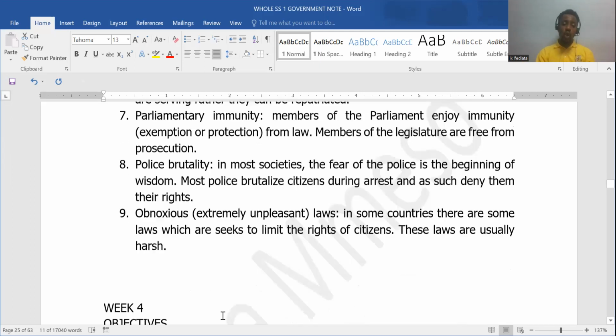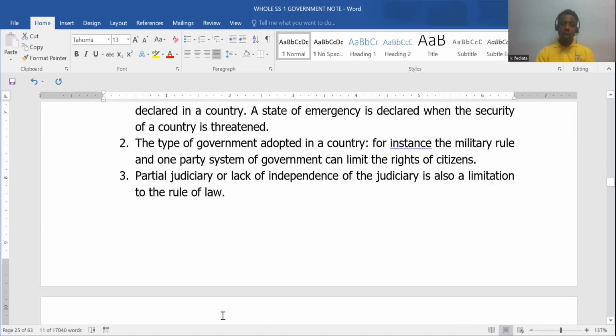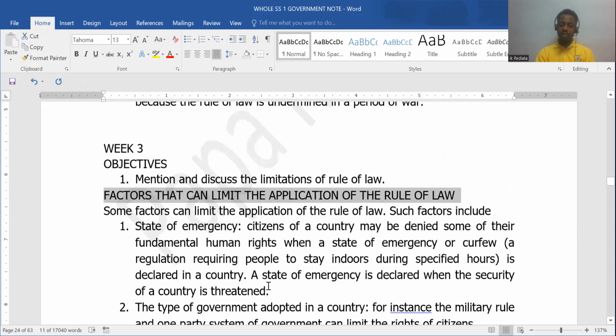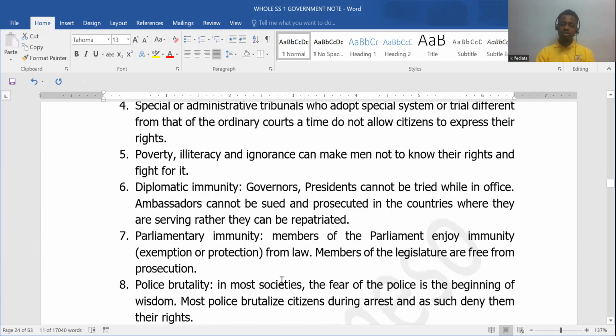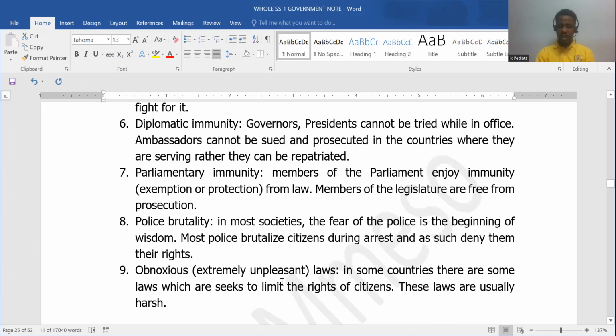You see, we have lots and lots of factors that can limit the application of the rule of law. So go through them, take a good look at them, try as much as possible to understand what they stand for.